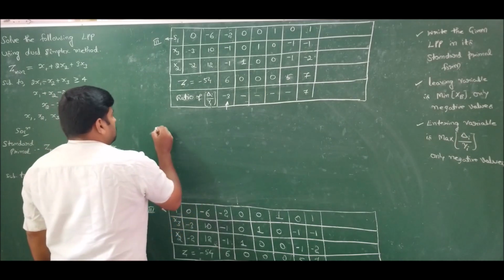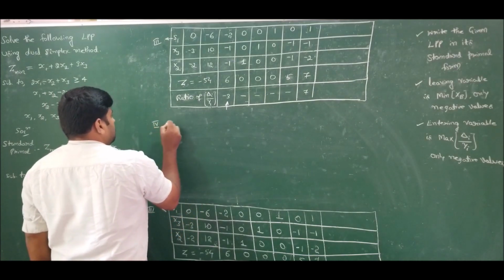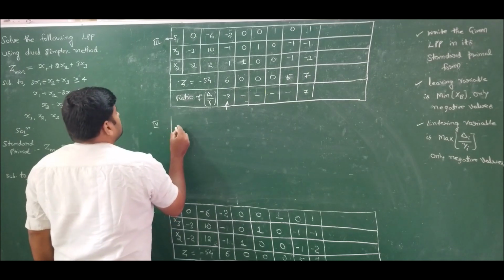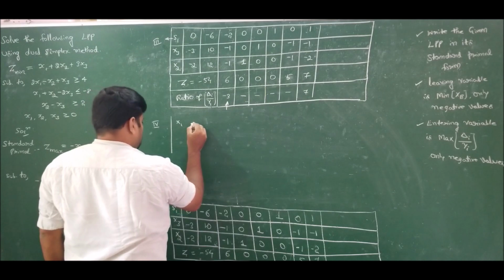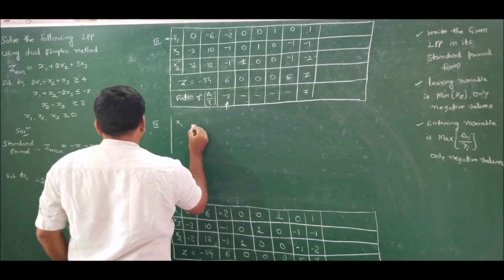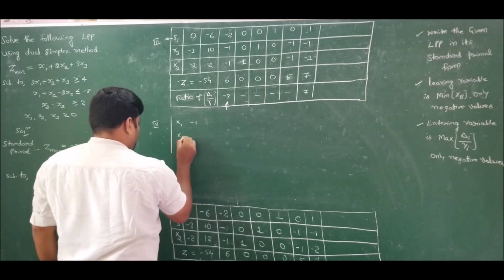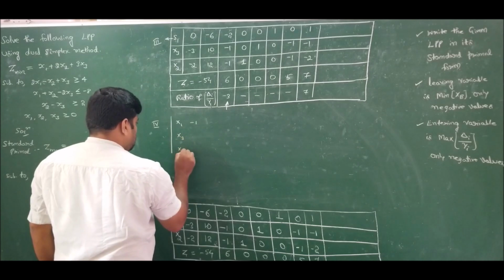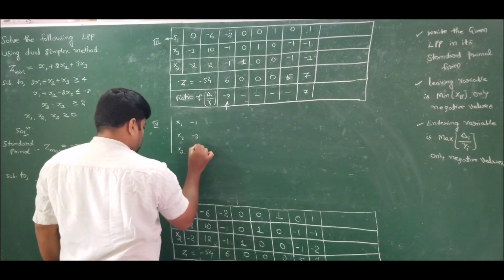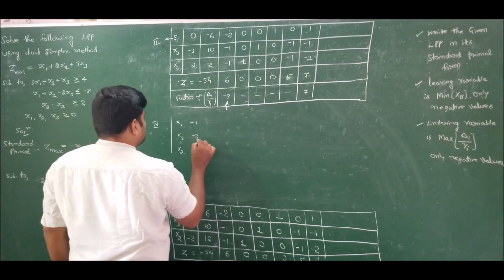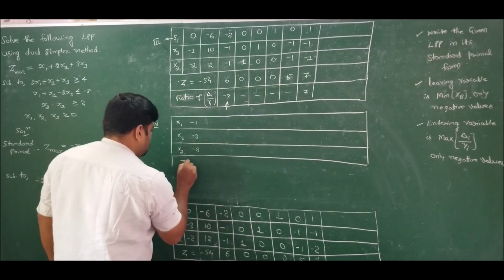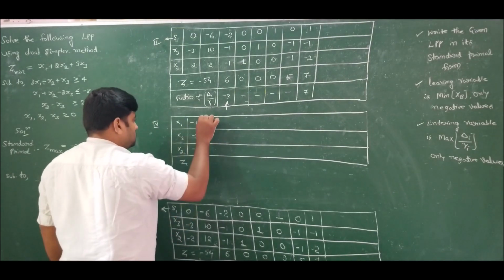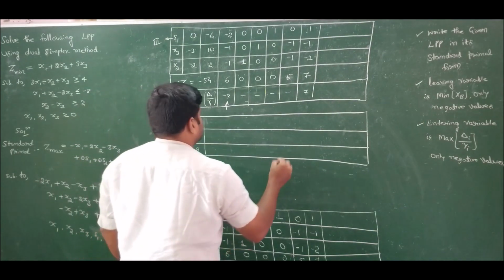Now if I go for step 4, S1 will leave, X1 will enter. Coefficient of X1 is -1. We have X3 and X2 as -3, -2. Correct? Now we want how much is the z value. For that I should perform the row operation.